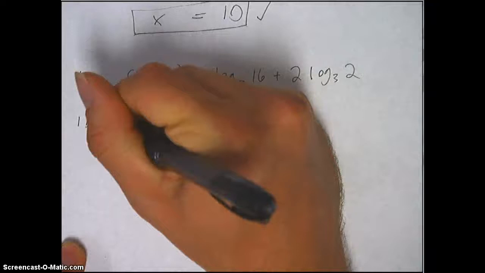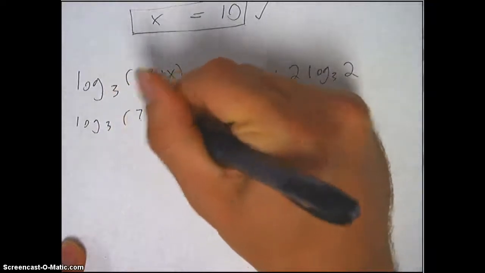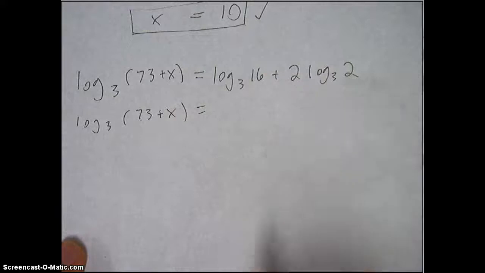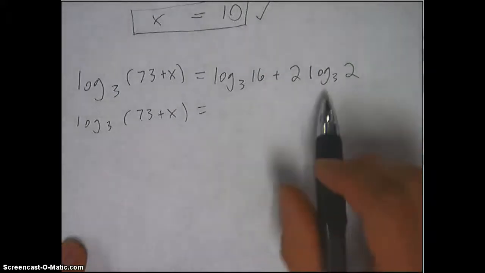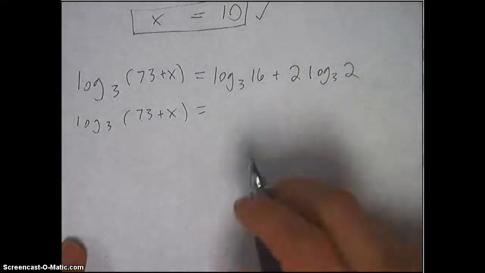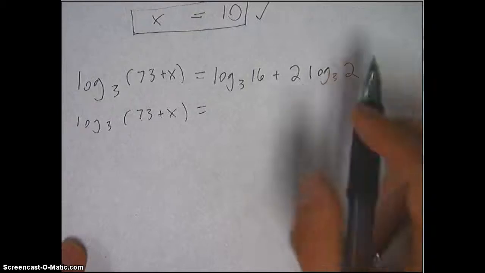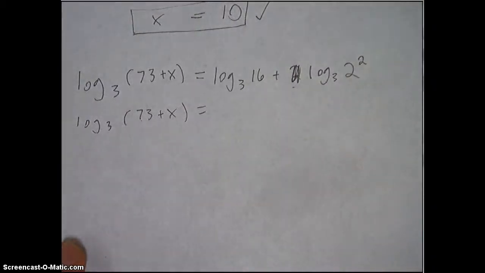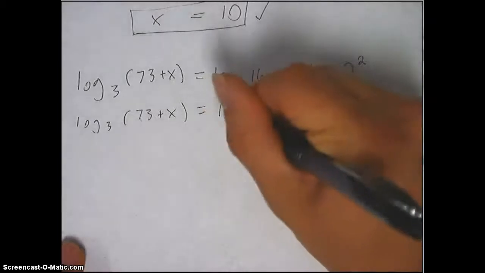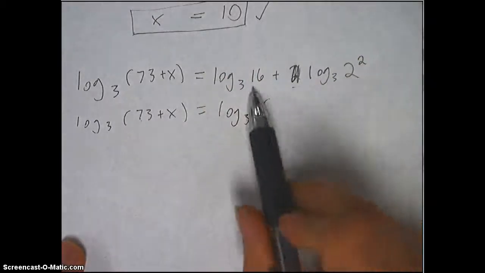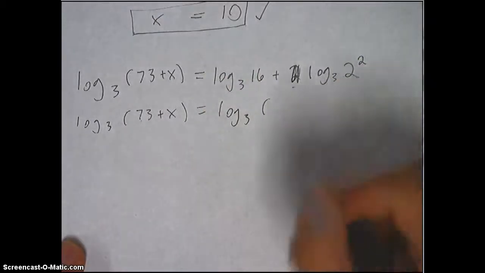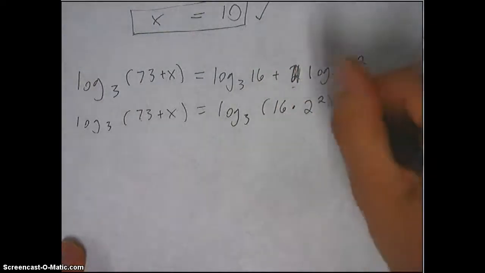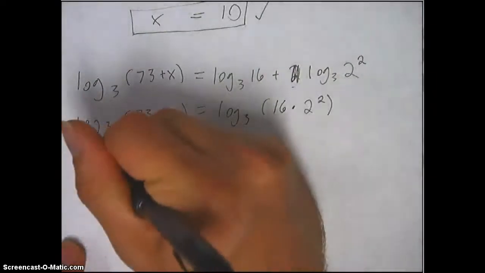So I'm not going to mess with this side. I want to keep that log base 3 of 73 plus x. And on this side, I want to combine them. But I can do that only if there's two logs with nothing in front of them. On this one, there's a 2 in the front. But if I move this 2 up over here in the exponent, now I can combine them. I can make them log base 3 of, let's see, this is 16 and 2 squared. So it's going to be 16 times 2 squared, which of course is just 16 times 4.